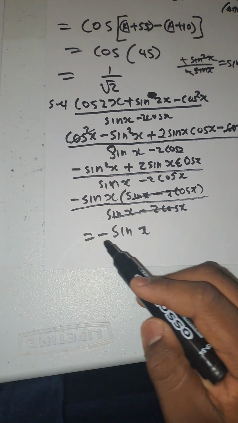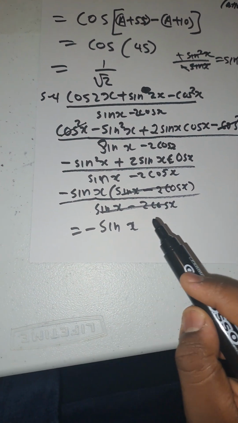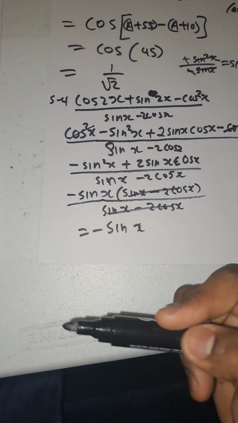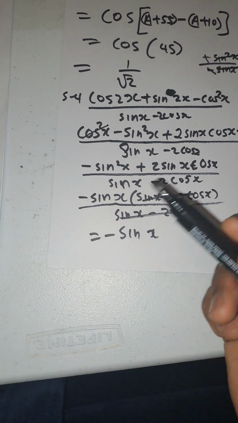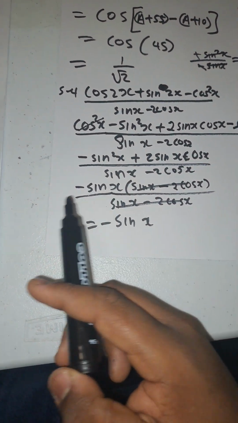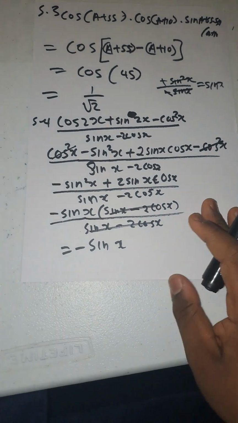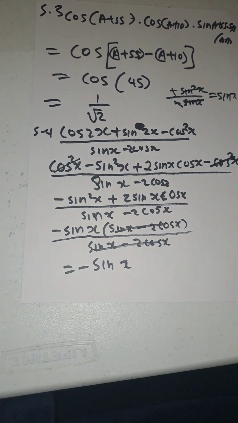I just saw that in my denominator I have sin x minus 2 cos x. So I just had to factor out negative sin x so that I can be left with it. Since it was there in the proof, right? Let's go to the next question.